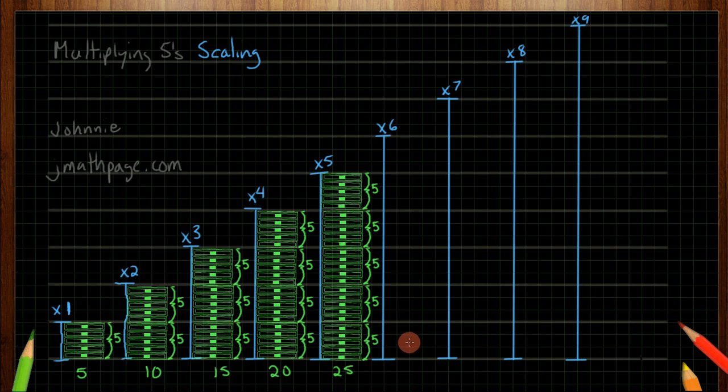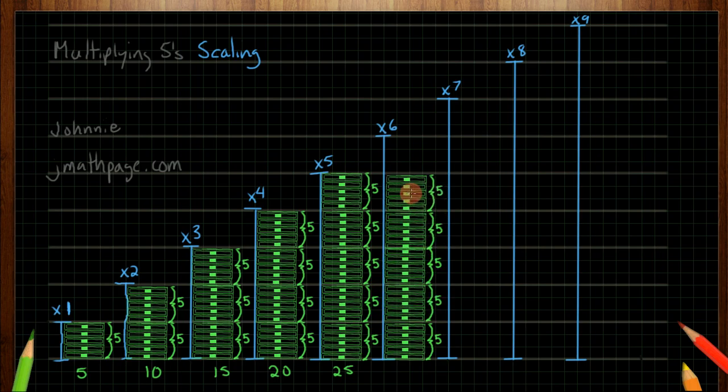Okay. What about 6 stacks of 5 boxes? 1, 2, 3, 4, 5, 6 stacks of 5 boxes. How many boxes altogether? 5, 10, 15, 20, 25, and 5 more give us 30. 6 times as many boxes here as in our first stack.